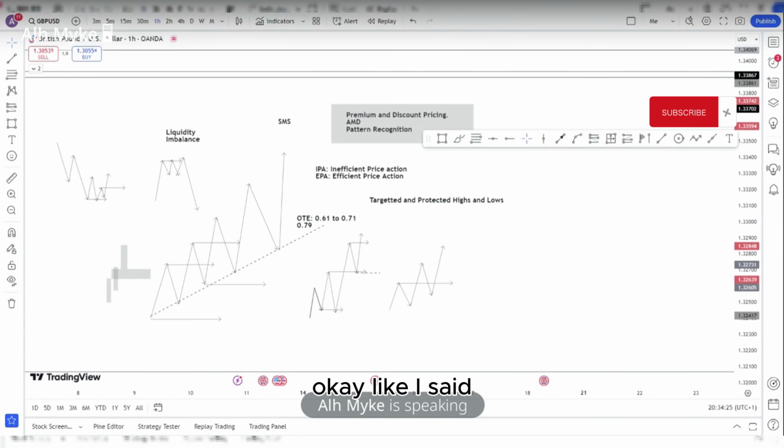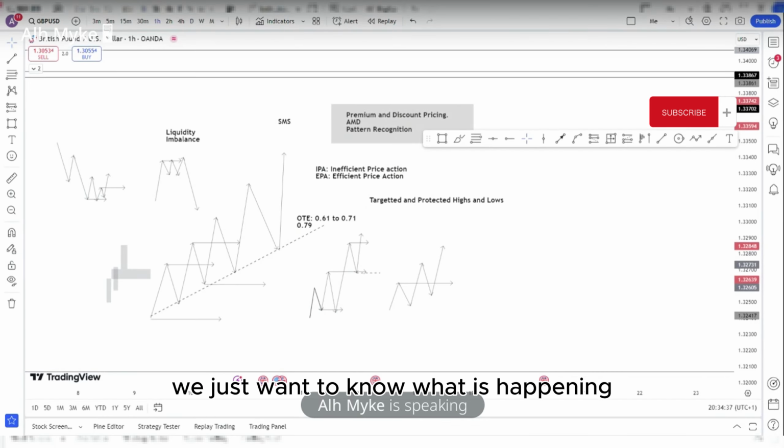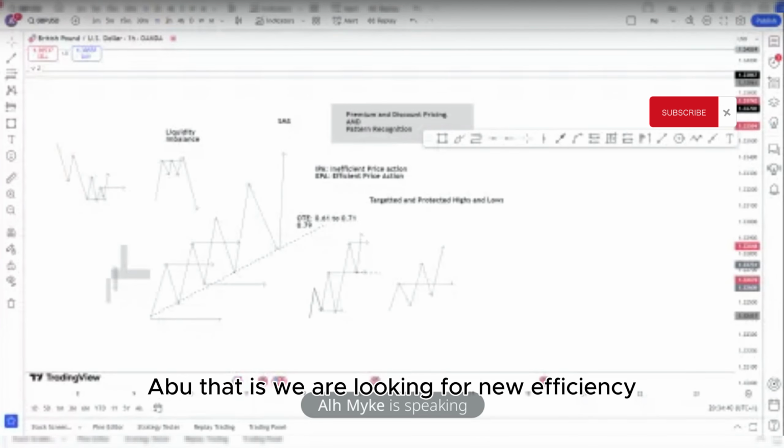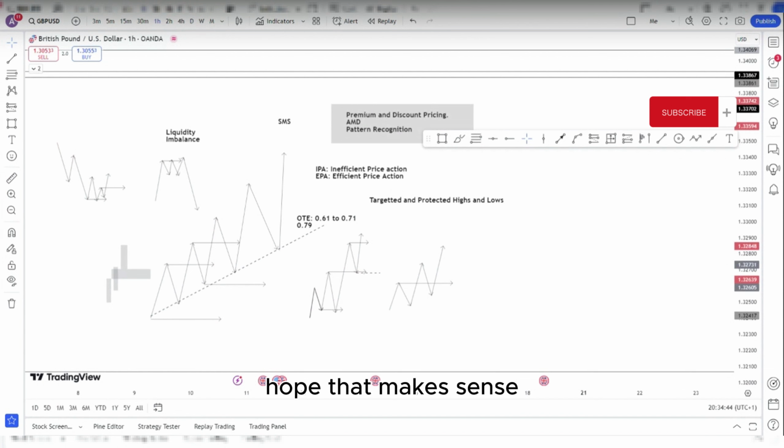Like I said, you're looking for the inefficiencies. If it's in an uptrend, you're looking for the inefficiencies above the low of the third candle. You just want to know what is happening above. That is where you're looking for an inefficiency. I hope that makes sense. Yes, that makes sense.